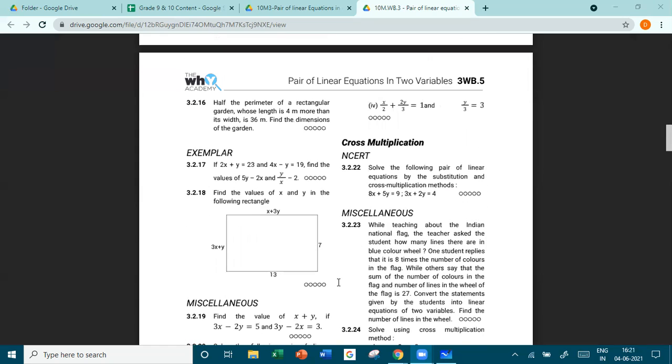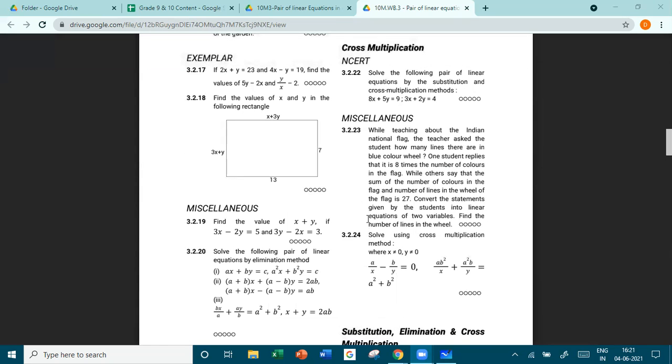Okay, substitution, elimination, easy. Okay, let's do this flag question, the 23rd one. While teaching about the Indian national flag, the teacher asked the students how many lines are there in the blue color wheel. Right? One student said that it is 8 times the number of colors in the flag, while the others say that the sum of the colors in the flag and the number of lines in the wheel of the flag is 27. Okay, convert the statements given by the two students into linear equations of two variables and find the number of lines in the wheel. I will give you 2 minutes.